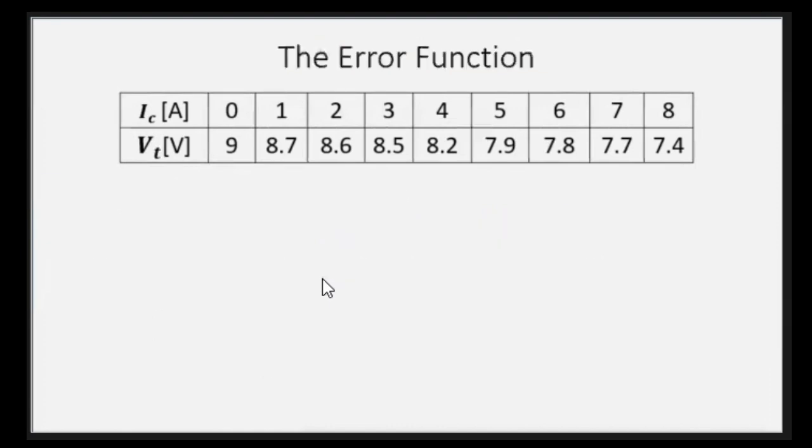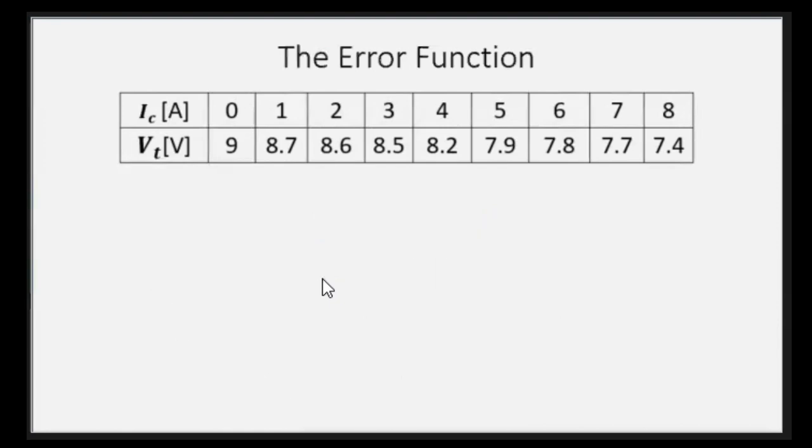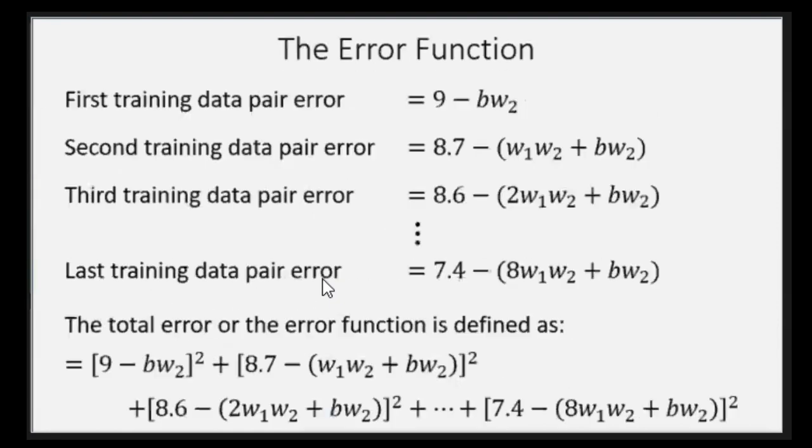If you go to the third point, I am applying input as 2. Expected output is 8.6, right? But if you apply 2, the value I am going to get is this one. Now the W1, the W2 is the same value. It's one training cycle, right? So 2 W1 plus BW2. So 8.6 minus this is the error. So like that, you calculate the error for all the values.